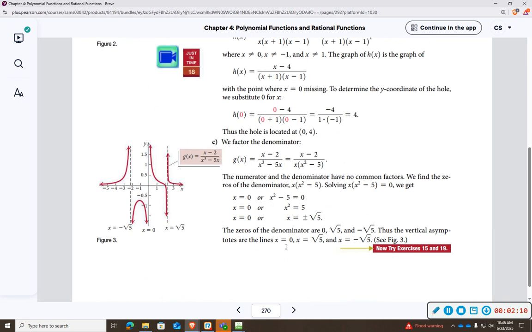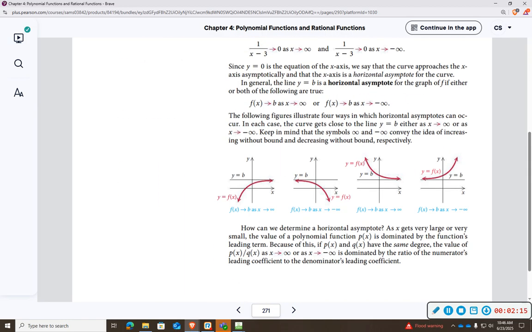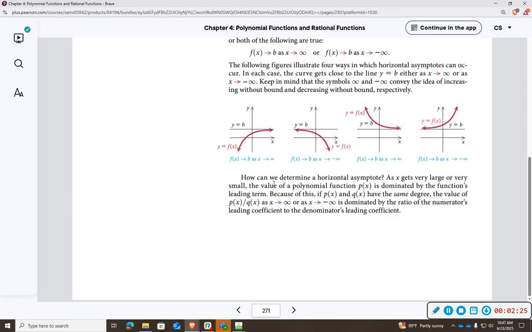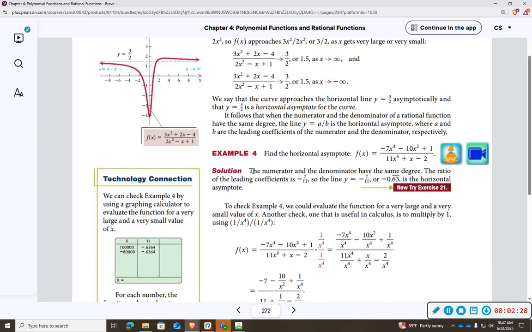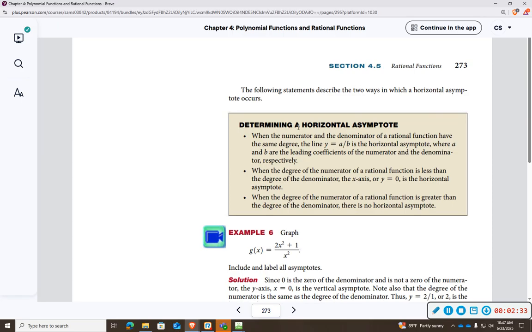They give you a few examples, but I'm going to skip over those because I'm just going to focus on the highlights. We start talking about a horizontal asymptote. Horizontal is going to be a line y equals b, or y equals some number. And they're showing you that here, some visuals. And let's jump over to that definition right here. Here's how we determine a horizontal asymptote. There are three key points that we need to look at. When you want to determine if there's a horizontal asymptote, we look at the numerator and the denominator. They both have a degree.